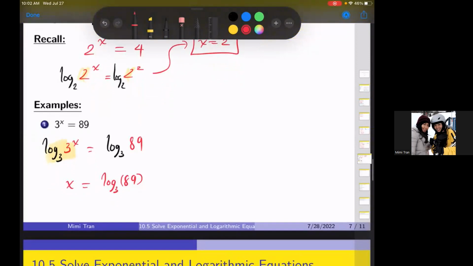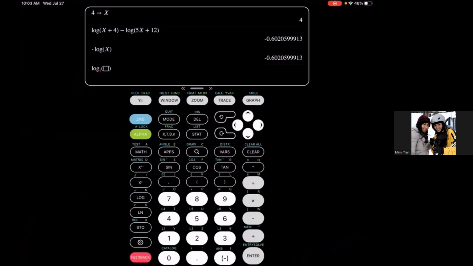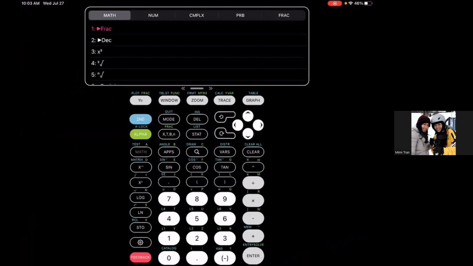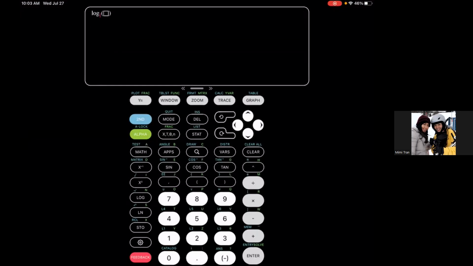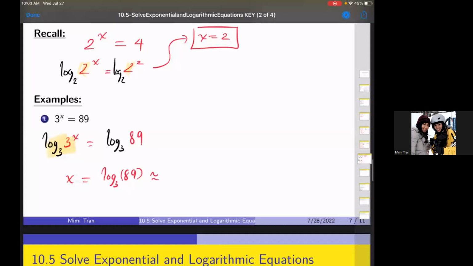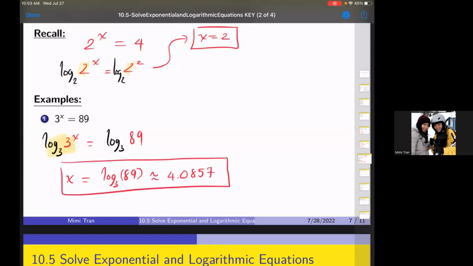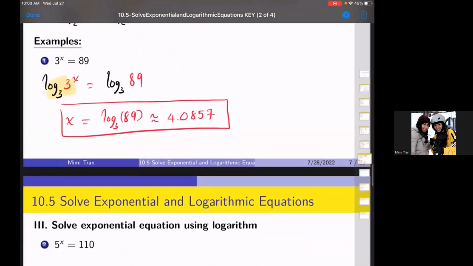If I ask you to round it to, say, 3 decimal places or 4 decimal places, go to math, go down to log base. Oh, I hit that before. Math, log base, 3, and then 89. I'm going to round to four decimal places, okay? So 4.0857. I'll specify how many decimal places to round to on the exam. I want you to try number two on your own.